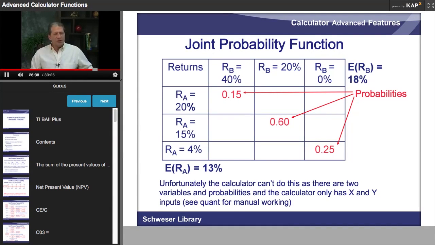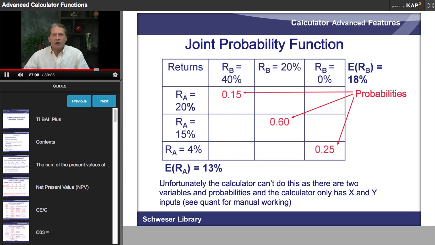Now, we've also need to be able to calculate the covariance and correlation for a joint probability function, but there's really no calculator function for that. Because here we've got a probability model and we've got 2 values for each one. Well, we aren't really set up to do that on the calculator, so you'll have to follow the method that we give you in the Schweser notes for calculating covariance and correlation from a joint probability function.